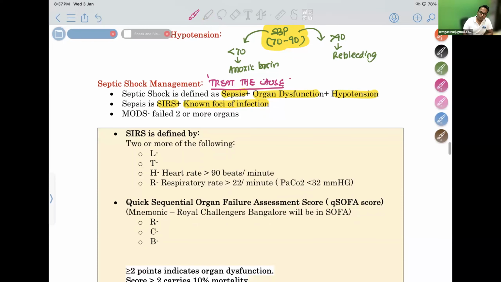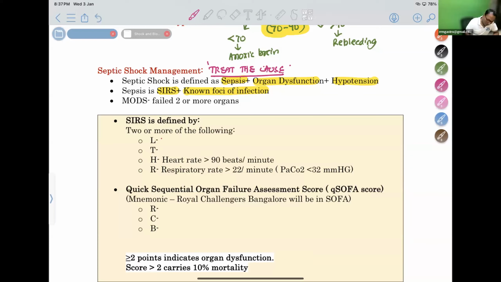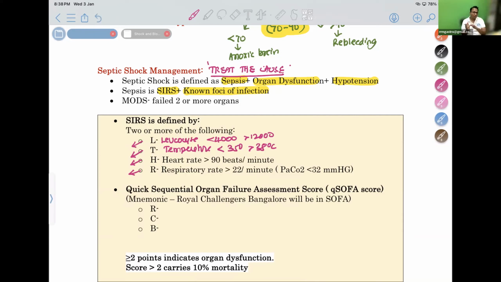So SIRS is defined by 2 or more of the following. LTHR. I used to remember it as love total hip replacement. So WBC count, leukocyte count less than 4,000 or more than 12,000. Temperature less than 35 degrees or more than 38 degrees. So the temperature decreased or increased, WBC count decreased or increased, heart rate more than 90, respiratory rate more than 22, all this will come under SIRS. Any two of these present means we call the patient is in SIRS.